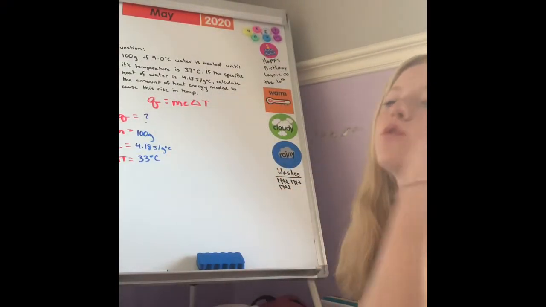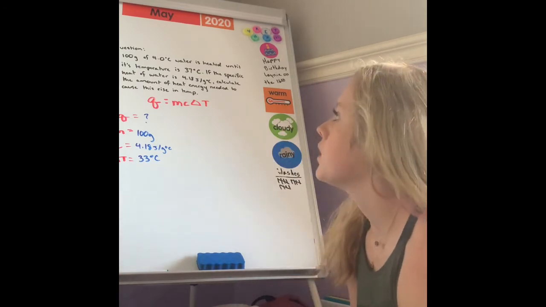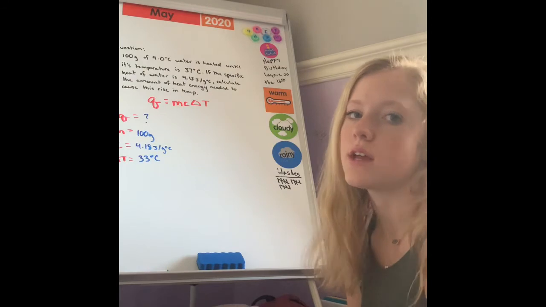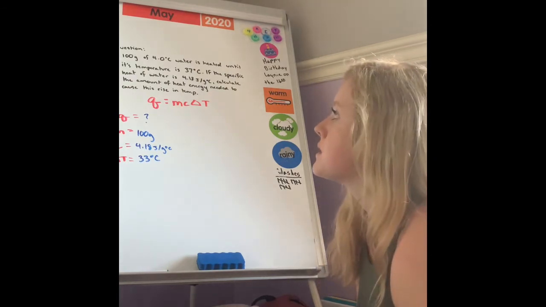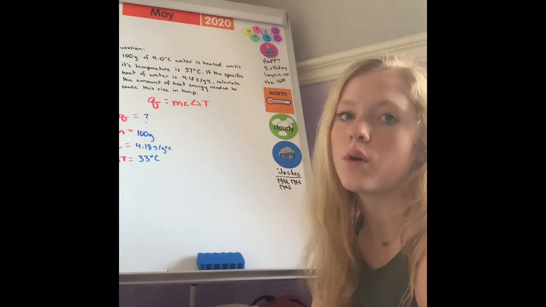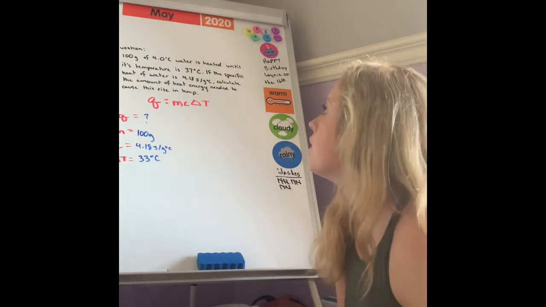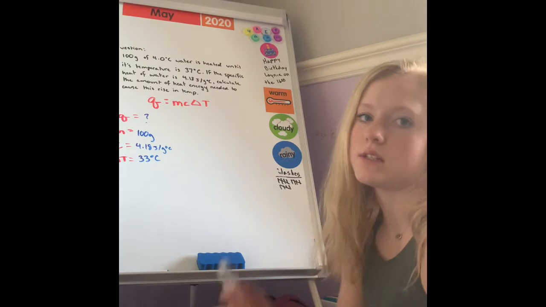Okay, so this is the fourth question, and our question is, 100 grams of 4 degrees Celsius water is heated until its temperature is 37 degrees Celsius. If the specific heat of water is 4.18 joules over grams degrees Celsius, calculate the amount of heat energy needed to cause this rise in temperature.